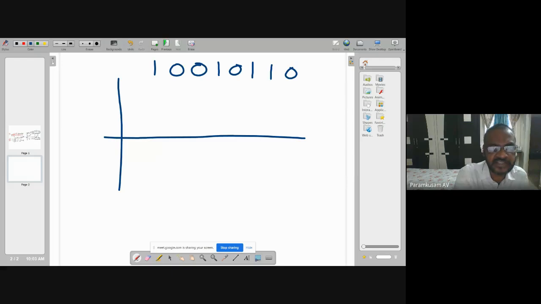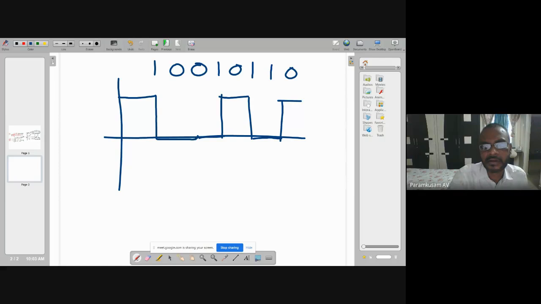Suppose 1 is represented by 5 volts and 0 is represented by 0 volts. Then 5, 0, again 0, again 1, again 0, again 1, again 1, again 0. So this is the signal that is to be transmitted.